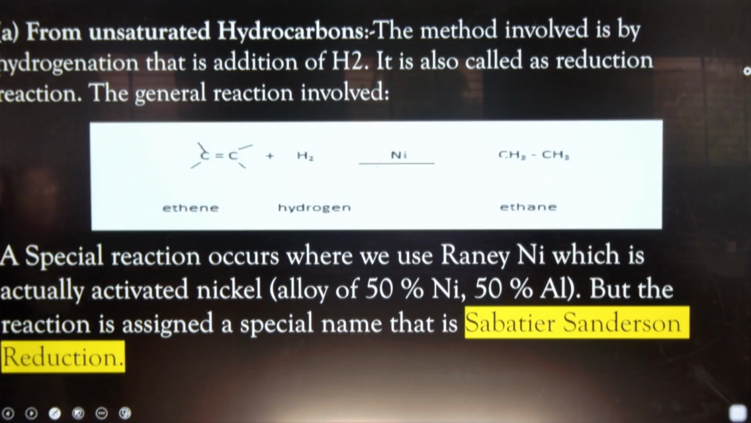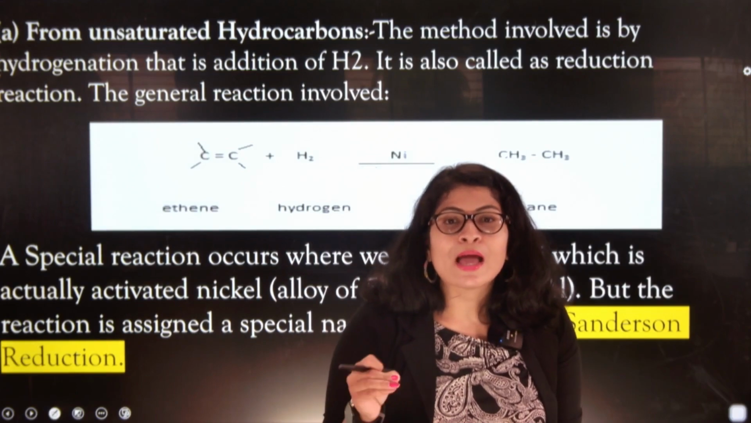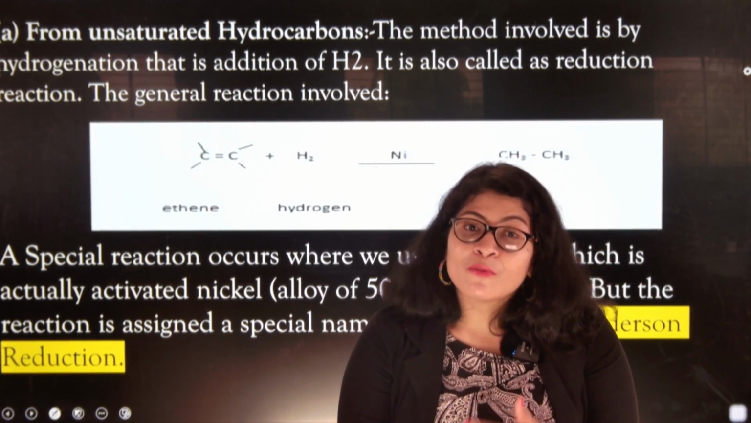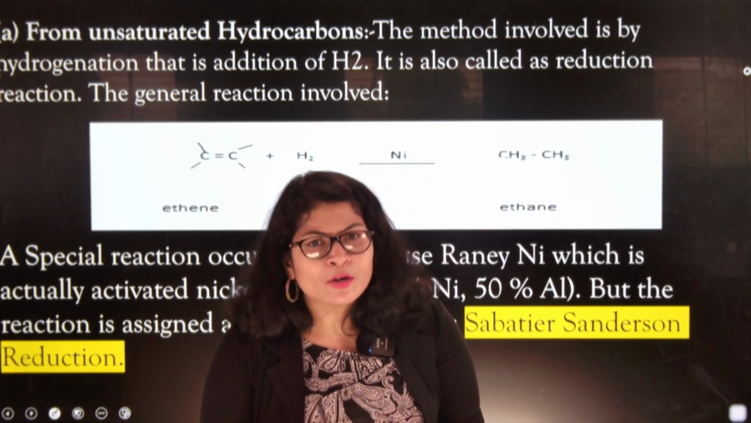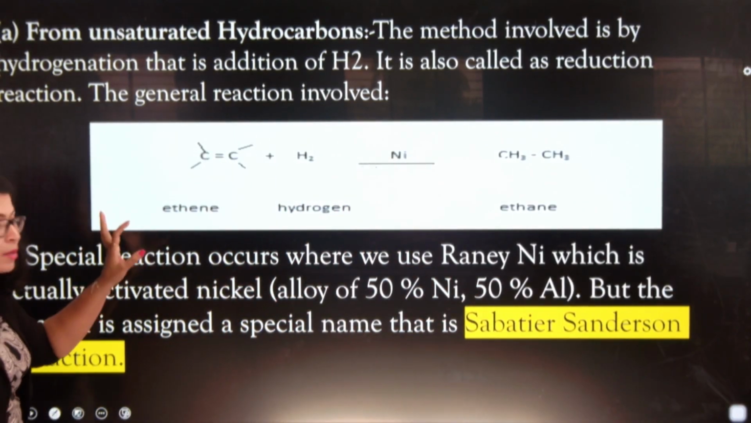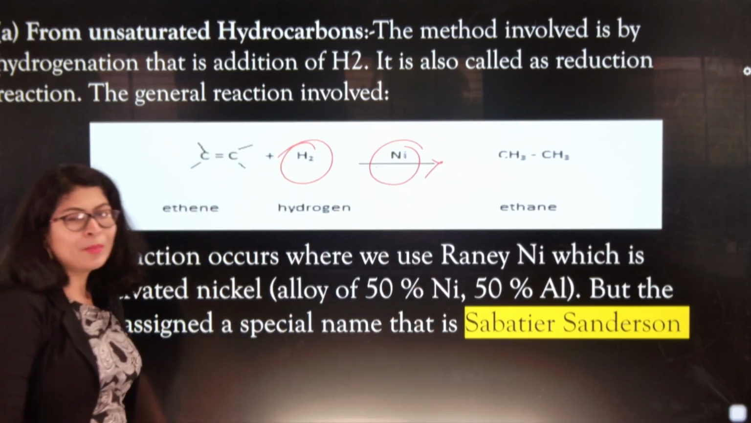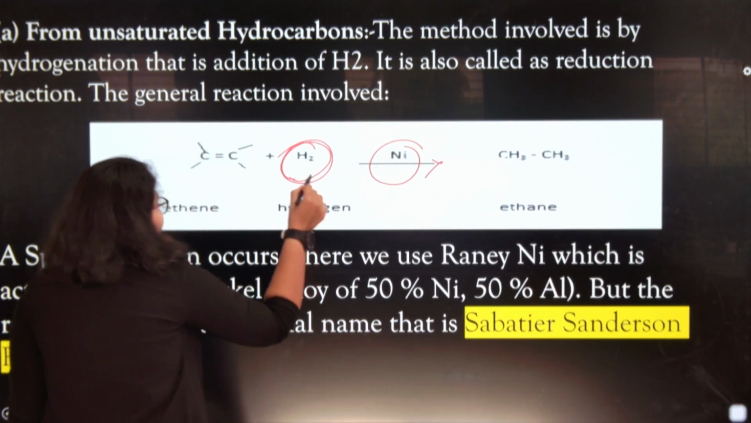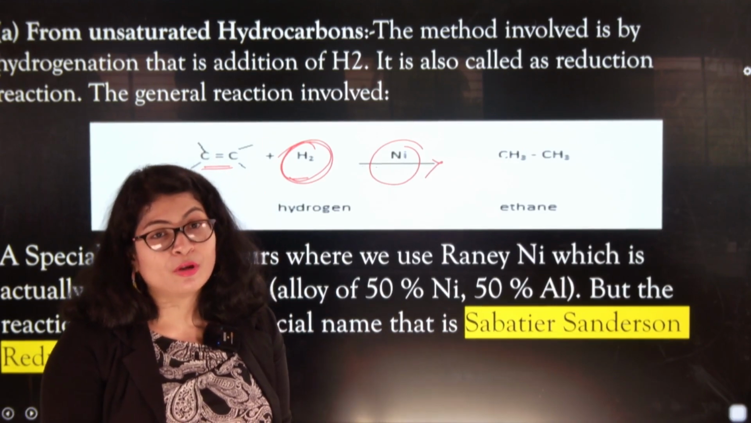The first is from unsaturated hydrocarbons, mostly alkenes. If I add a molecule of hydrogen to an alkene, this method involves hydrogenation, or addition of hydrogen. That is why it is called reduction, which basically means addition of hydrogen. In a general reaction, this is ethene with a double bond, reacting with hydrogen in the presence of a metal like nickel, palladium or platinum. The hydrogen molecule adds to the ethene, breaking one pi bond, and results in the formation of ethane.